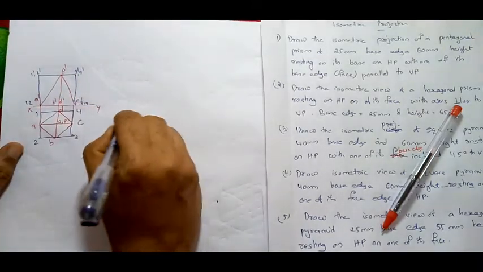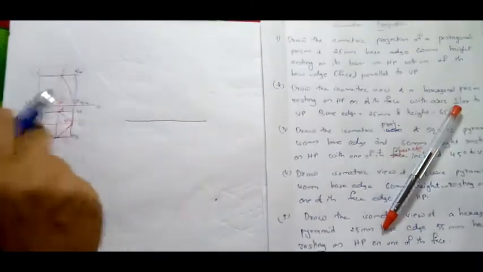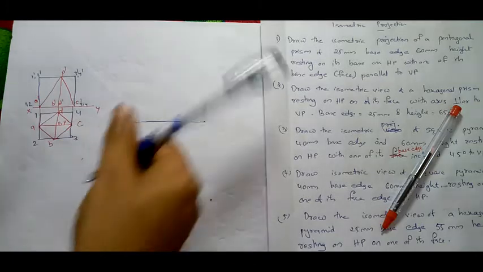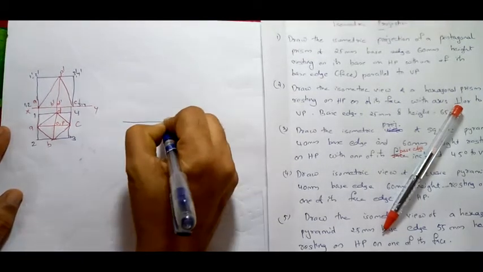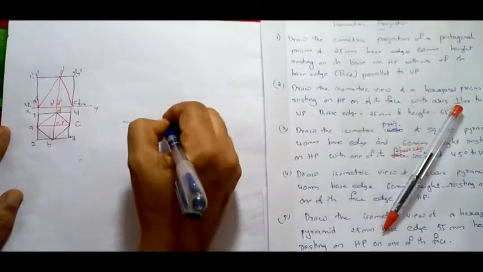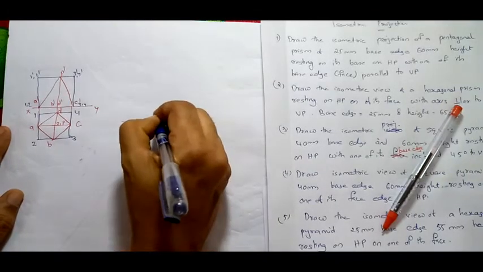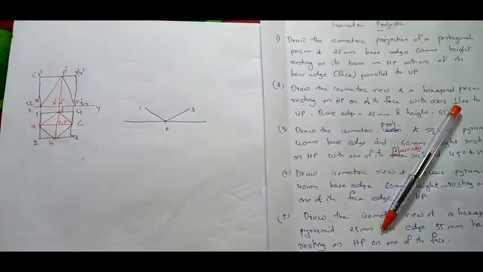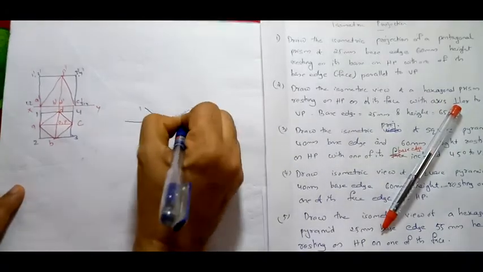While drawing this figure, I'll tell you one very important thing, where you will commit a mistake. We'll start with 1, 2 and 2, 3. So first we will draw 2, 3 and 1, 2, taking 30 degrees each. So this will be 30 degrees, and this will also be 30 degrees.